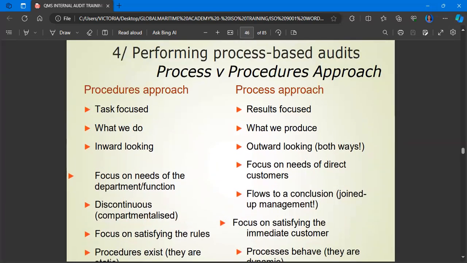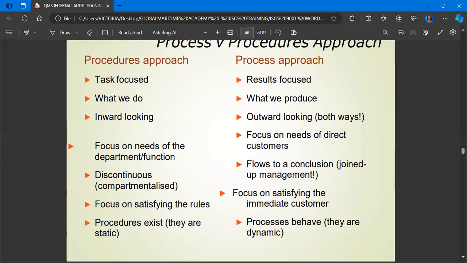Process approach, you are focusing on the results. What are the results of their output? What do they produce? What service do they render? Outward looking both ways. Focus on the needs of direct customers, joined up management. Focus on satisfying the immediate customer.